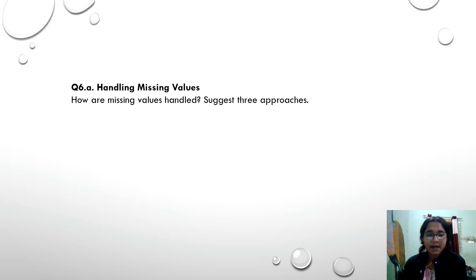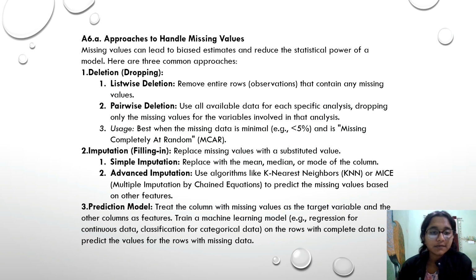Next question is handling missing values. How are missing values handled? Suggest three approaches. Missing values can lead to biased estimates and reduce the statistical power of the model. Here are three common approaches: deletion, imputation, and prediction model.